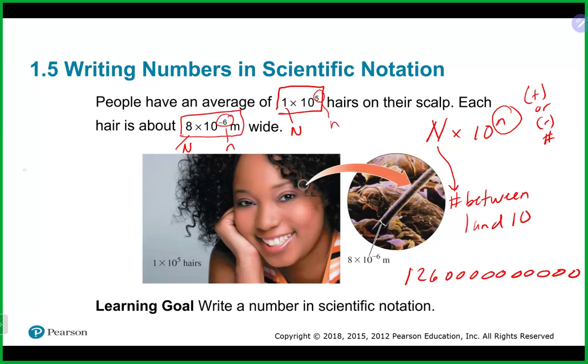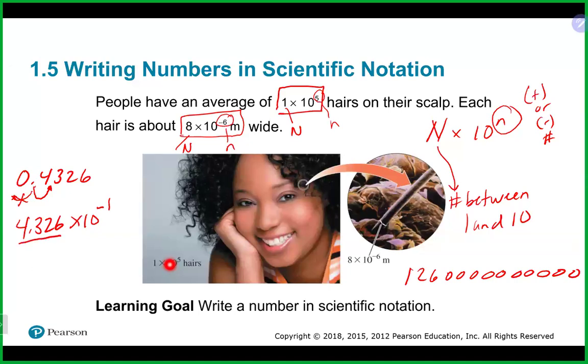So if I had something like 0.4326 and I wanted to write it in scientific notation, the first thing we're going to do is move that decimal point whichever way is going to get us a number between 1 and 10. In this particular case, I need to move the decimal point to the right. If I move it just one place to the right, I end up with 4.326 times 10 to the negative 1.